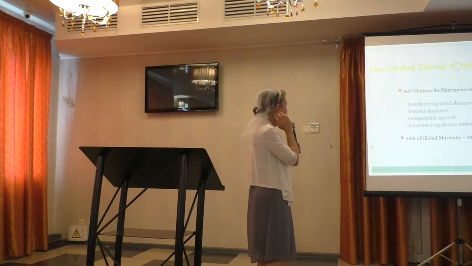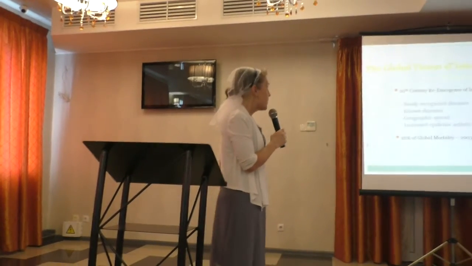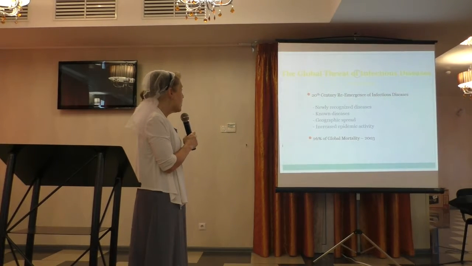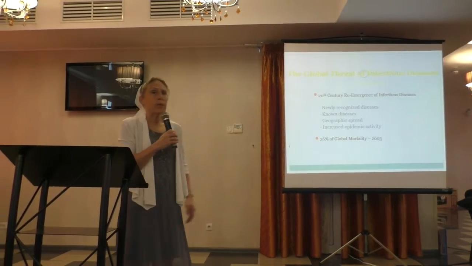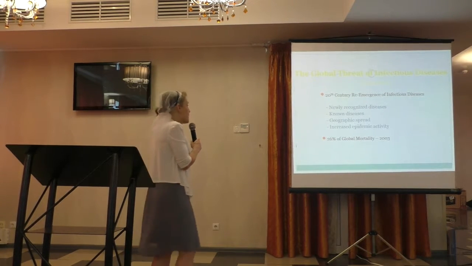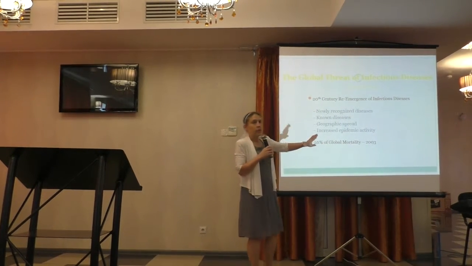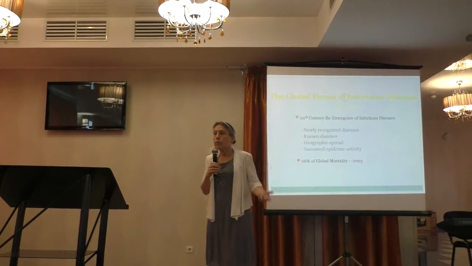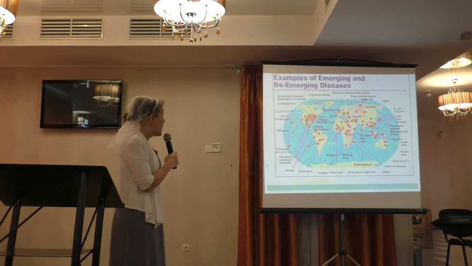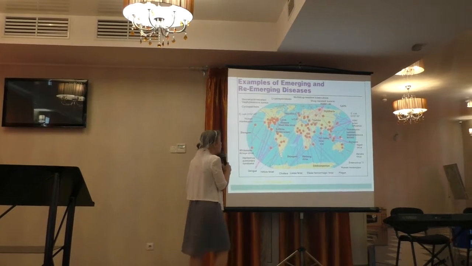So in the 20th century, going into our century, the 21st century, we've seen a resurgence in different kinds of infectious diseases. Some of them are newly recognized, some of them are known, some of them are in typical places, some of them are in atypical places, and we're still looking at a mortality at the beginning of this century of 26%. So a quarter of the world still dies of infectious diseases, so it's a serious problem. Here are different diseases that we can look at. So we're going to talk about some of them today.